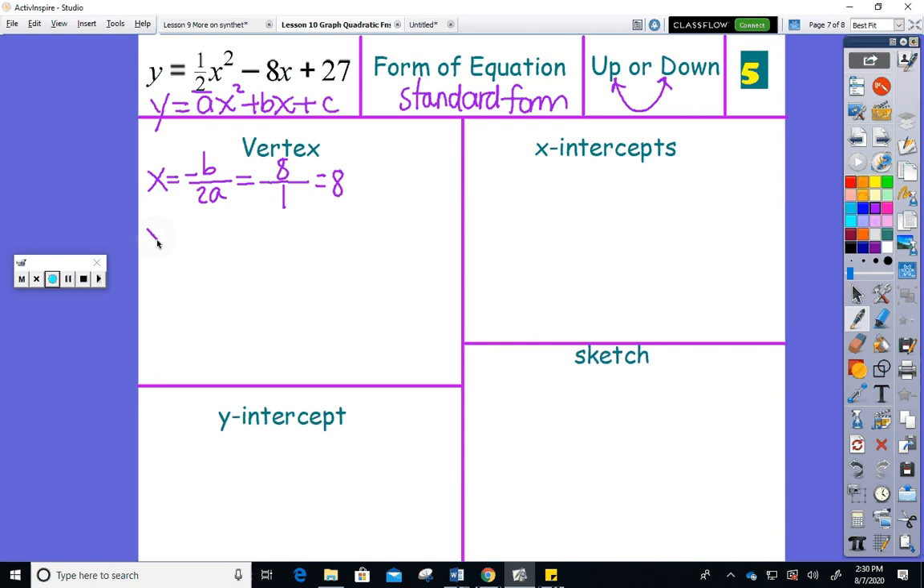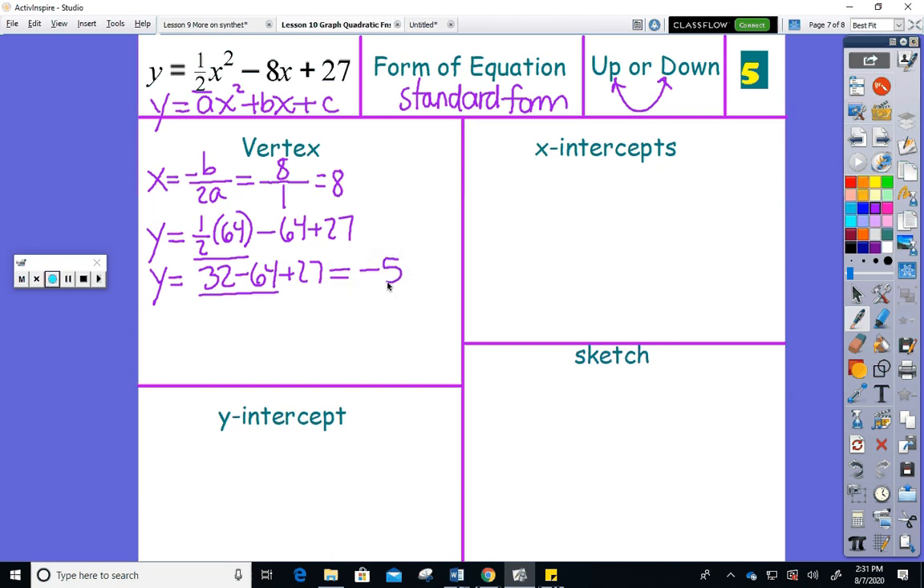Now, anytime I have an x, I plug in and I get the corresponding y. So I have half of 8 squared, minus 8 times 8, plus 27. I can go ahead and do 8 squared. Now, half of 64 right here is 32. So guys, I know that 32 minus 64 is -32, and -32 plus 27 is -5. So I'm going to wrap it up and say the vertex equals (8, -5).